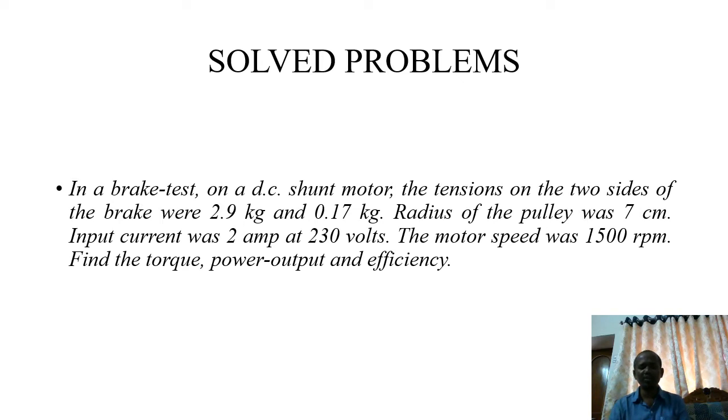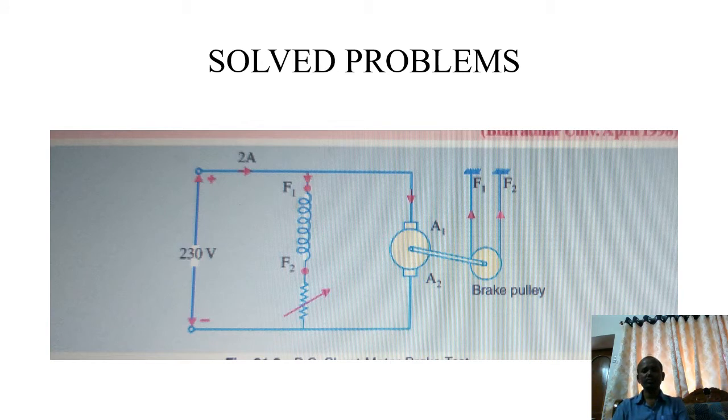First of all, you can note the given data. For solving this problem, for calculating the torque, power output, and efficiency, you can see here the type of motor is a DC shunt motor.